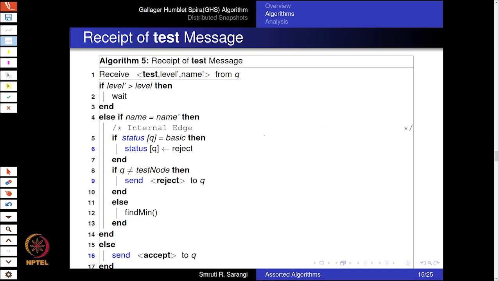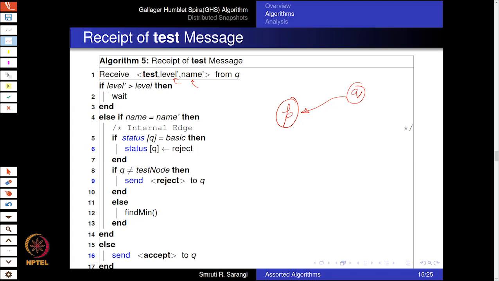Fine. So receiving a test message. Again, same convention. I am node P. I receive a test message from node Q. This PQ stuff can be quite confusing. In fact, the first time that I read it, I thought it was pretty challenging. But that said and done, now I've gotten used to it. You also will be. So basically I am P, getting a test message from Q, and level dash and name dash are Q's level and name.